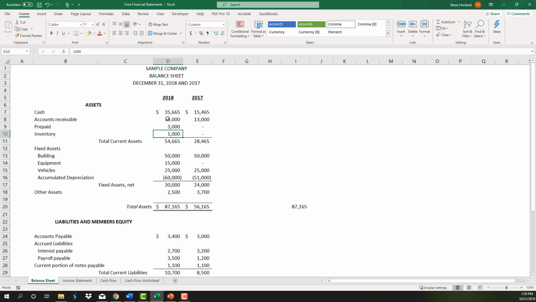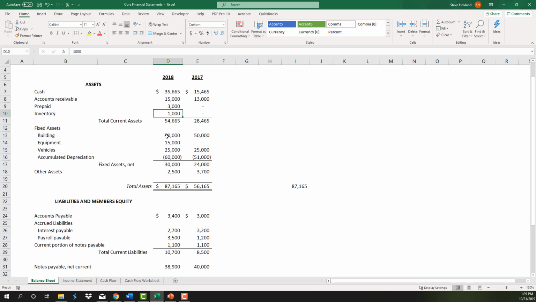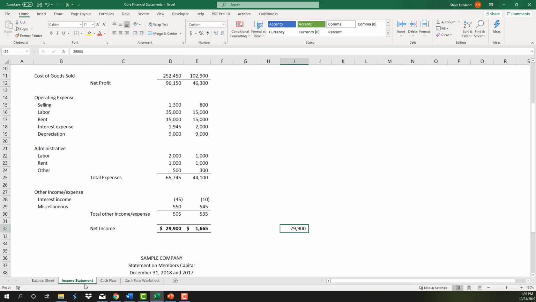Have you ever heard people say they have too much inventory on hand? When you have too much inventory on hand, you have cash tied up in that inventory. So in this transaction, our inventory balance changed. Now, let's go to our income statement.